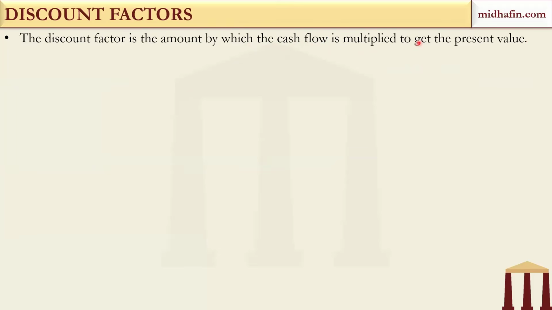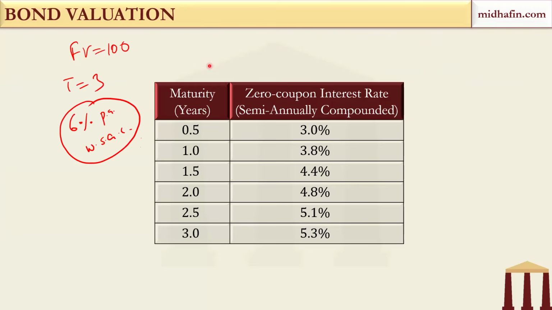Okay, so let's go to bond valuation now. Let's take an example of a bond whose future value is given as 100. It's a $100 par value bond. Par value is 100. Time to maturity is 3 years. And the coupon on the bond, it is a 6% per annum coupon paying bond with semi-annual compounding. So these are the features of the bond. And these are the current interest rates, semi-annually compounded interest rates.